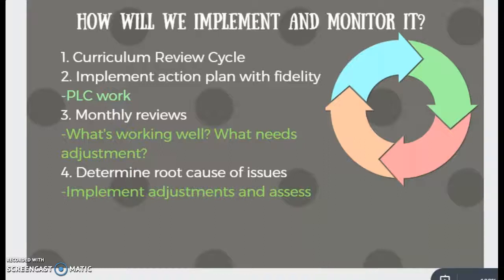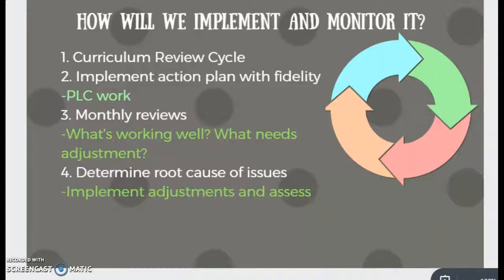So our goal is that PLCs will work to implement our action plans with fidelity. They will use those learning targets that we've created. They will take a look at their common assessments and see where students are achieving and where students aren't and what needs to happen to get them to where they need to be. As vertical teams, we'll meet monthly to review. Overall, the questions that will drive our work are what's working well and what needs adjustment.